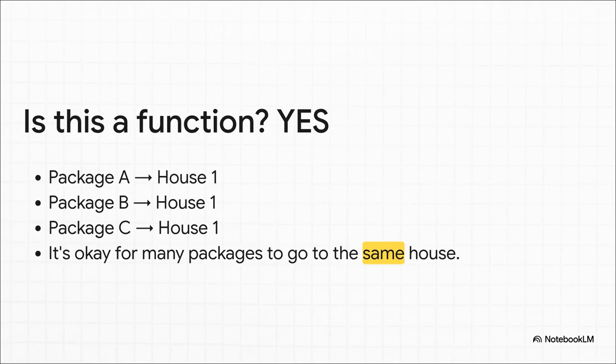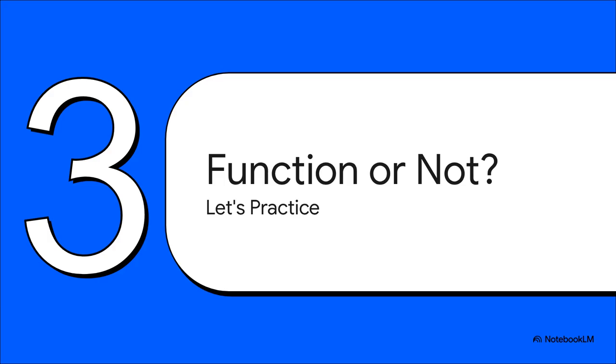Okay, but let's talk about something that trips people up all the time. What if you have, say, 3 different packages, and they're all going to the exact same house? Is that allowed? Is that still a function? And the answer is yes, absolutely. Think about it. The delivery driver wouldn't be confused at all. Each package still has its one clear destination. So yeah, multiple inputs can totally go to the same output. No problem there.